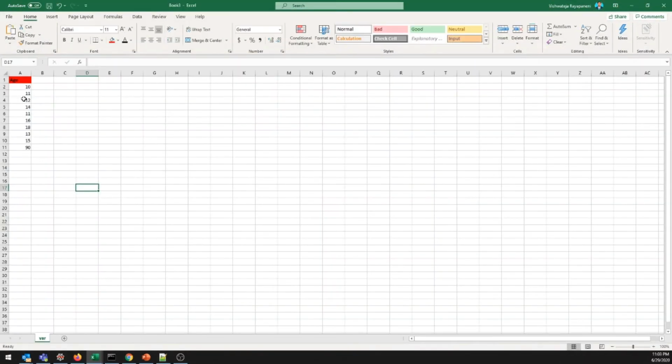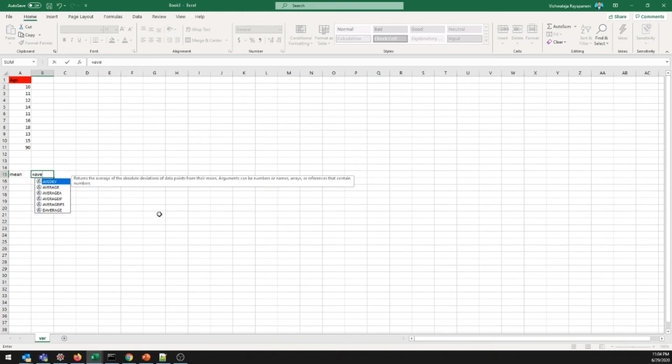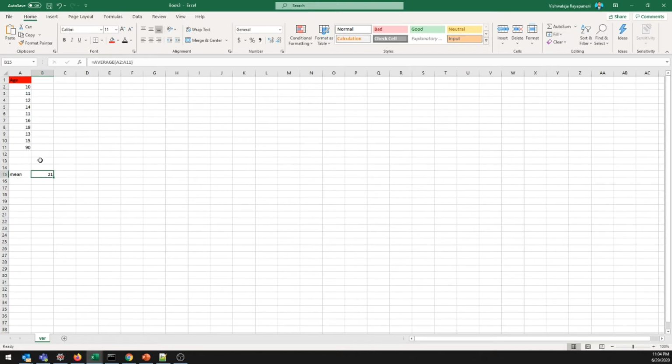I already have a variable, age, which has some age information. As I said, it is a measure of the distance between each value in a given variable and its mean. So first I need to calculate the mean, which is nothing but an average. The average for this variable is 21. Now I need to find the distance between each point and its mean, which is 10 to 21, 11 to 21, and so on, and square it.